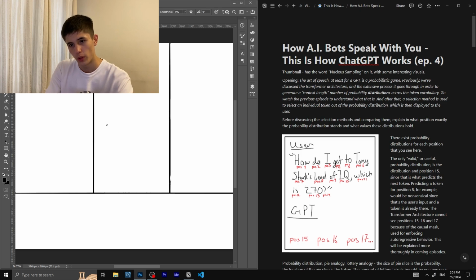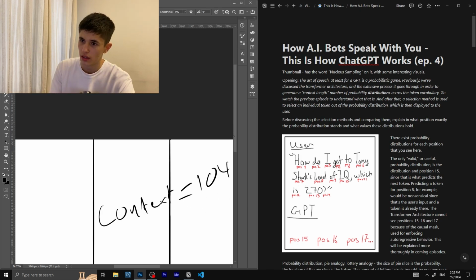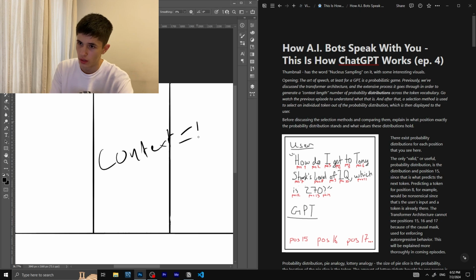So essentially, you've got your context window, right? And there is a probability distribution for each point in that context window. You can imagine your context window to be 1048. Well, there would be 1048 probability distributions.